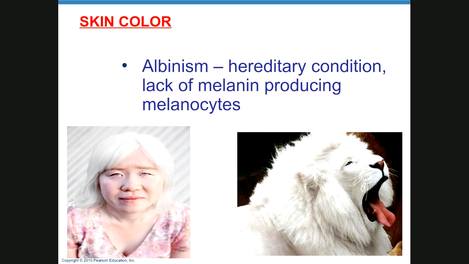It would have white hair, very light skin. The eyes have no pigment because the pigment in the eyes is also melanin. So the problem with albinism is that the lack of melanin renders the person susceptible to UV light damage. So they have to wear eye protection and they have to protect their skin because they don't have the protective feature of melanin.